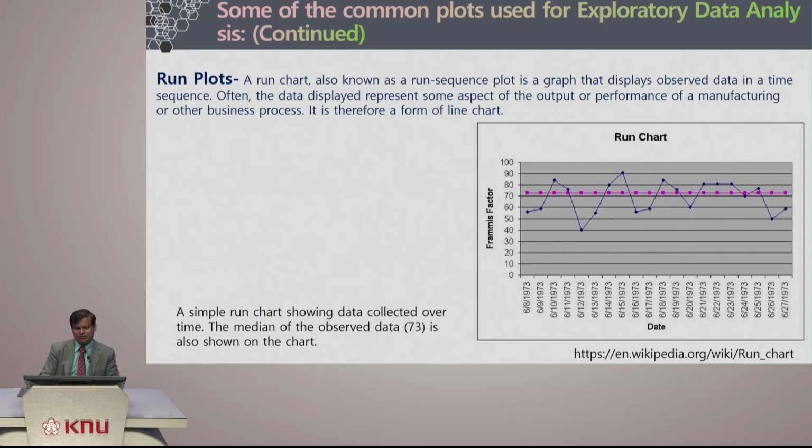If you look at this example, it's a simple run chart showing data collected over time, from June 8th to June 27th of 1973, and the whole data is running through this. You can also observe that there is a median value given to us. So it's all running through this median value, with ups and downs along the median also shown.